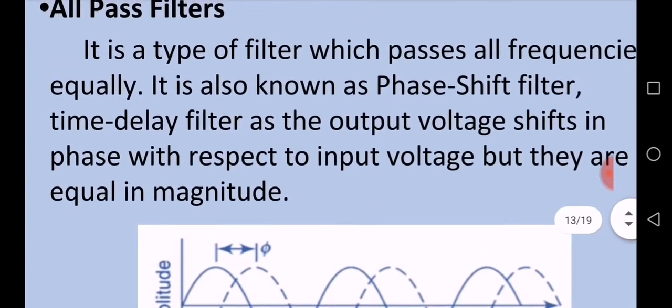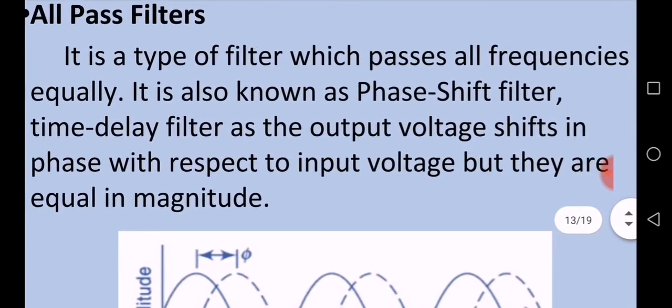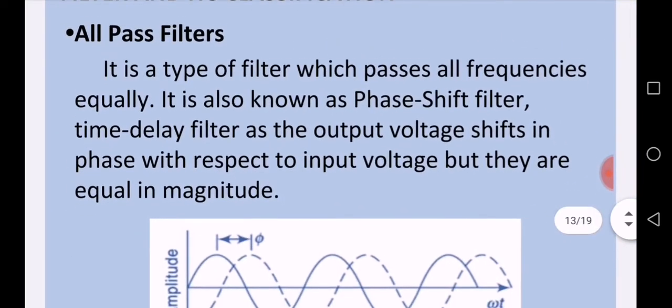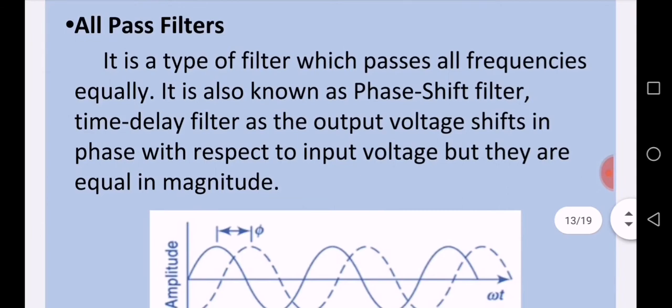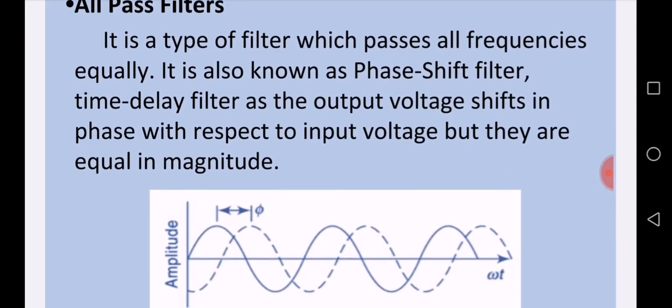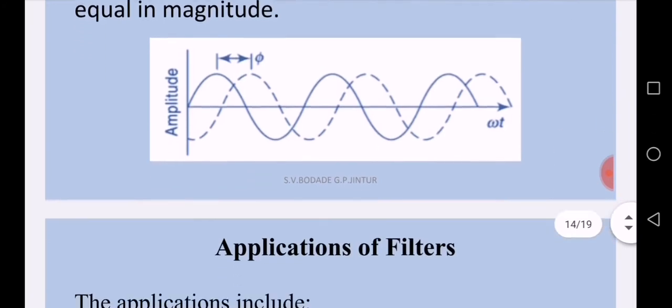Then the all pass filter. It is a type of filter which passes all frequencies equally. It is also known as a phase shift filter or time delay filter, as the output voltage shifts in phase with respect to the input voltage, but they are equal in magnitude.